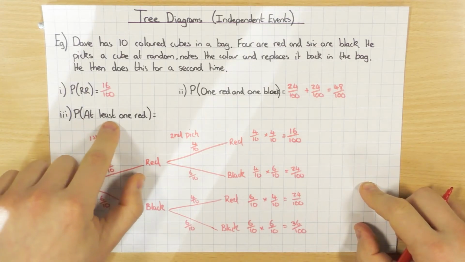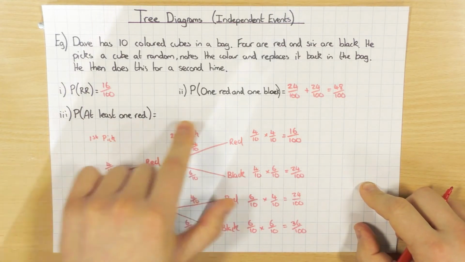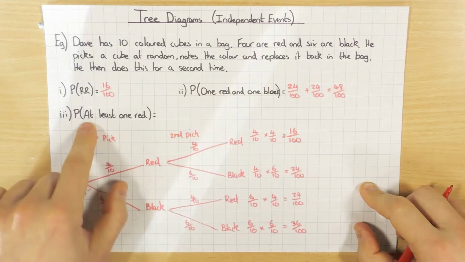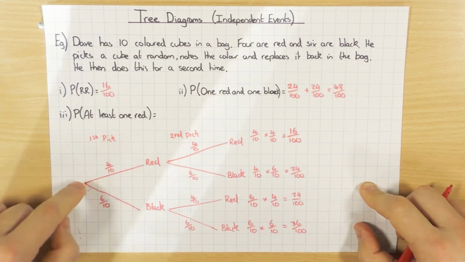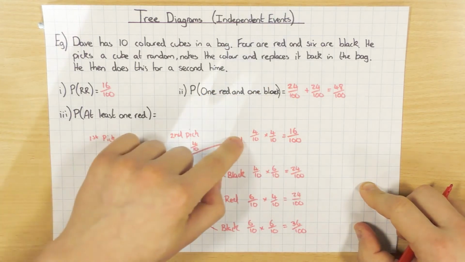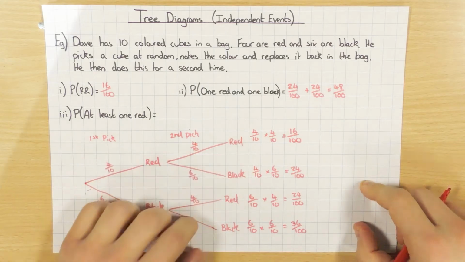Exactly the same thing with this one. This time it's at least one red. Okay, so it's a slightly different word. Here I wanted one red and one black. Here it's saying at least one red. So for this one I could have red, red, because at least one of them is red. Let's put that down.